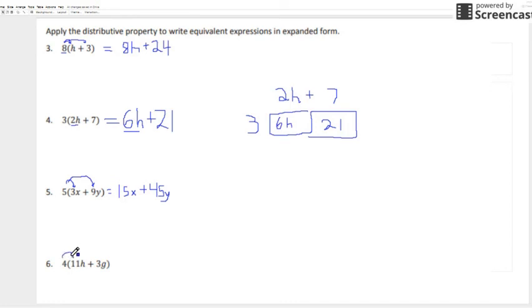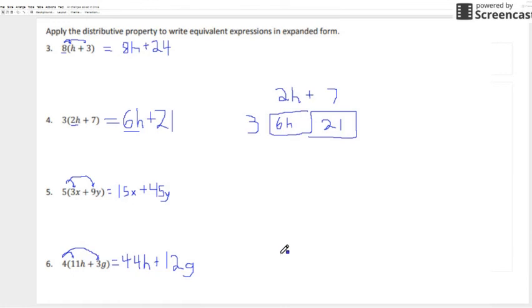4 times y. Sorry, 11h. I said y, excuse me. 4 times 11h is 44h. And then we're going to add to it 4 times 3, which is 12. And then g. So there you go.